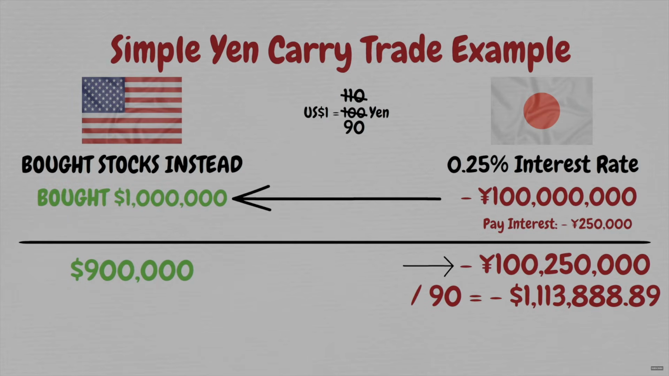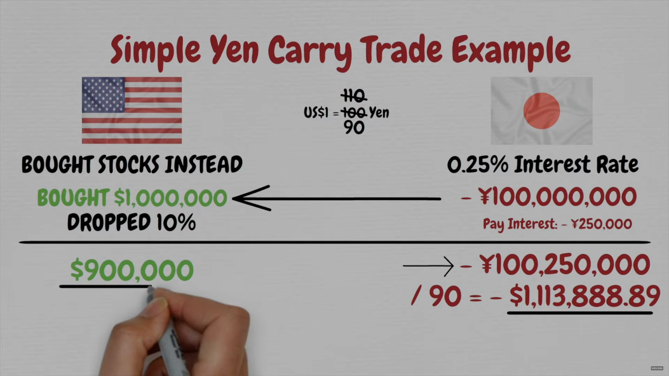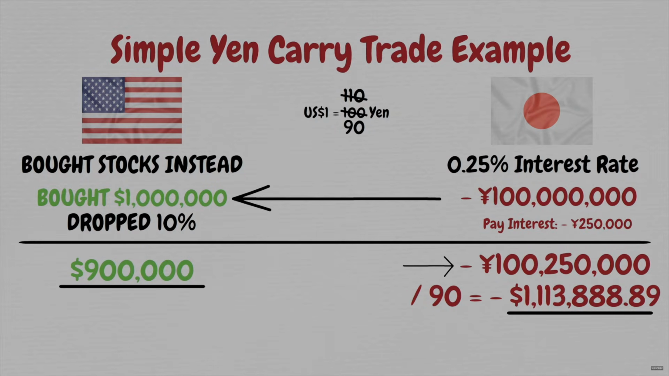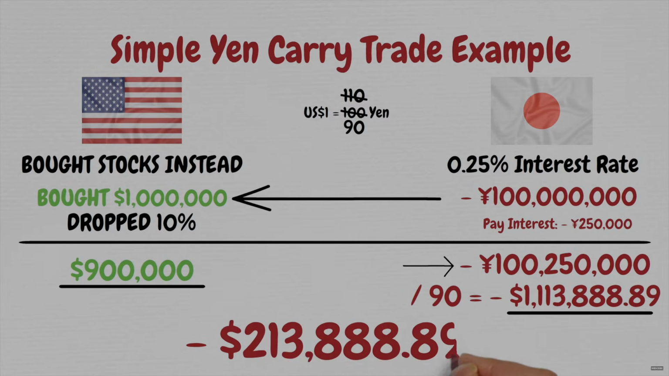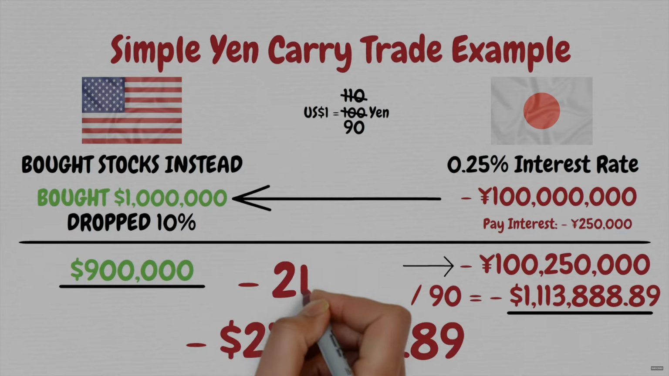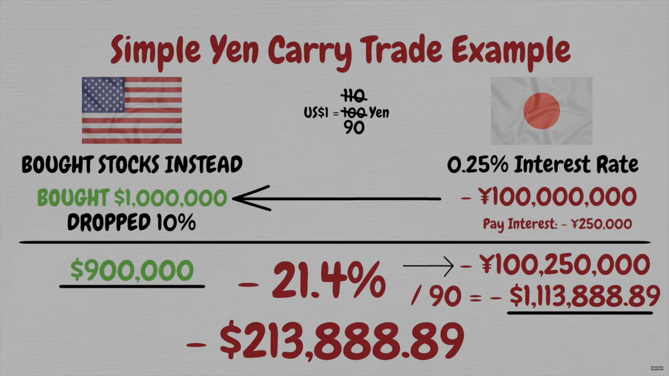$900,000, because again, those stocks that we bought went down 10%. And if we closed out our trade to pay off the 100,250,000 yen we owe, and still assuming that the yen appreciated to 90 yen to the dollar, we are now short $213,000 and change, a loss of over 20% on our original $1 million initial position. And that is quite significant.